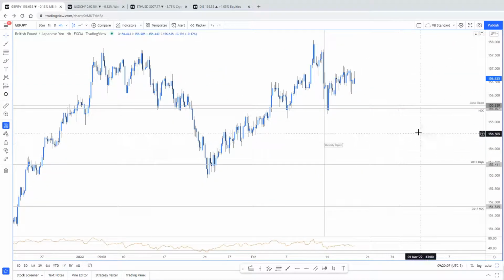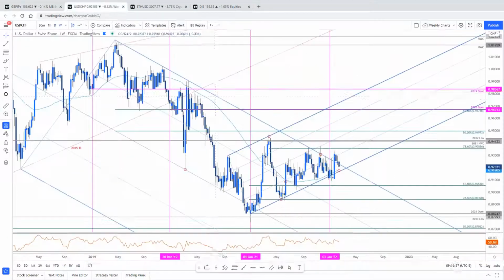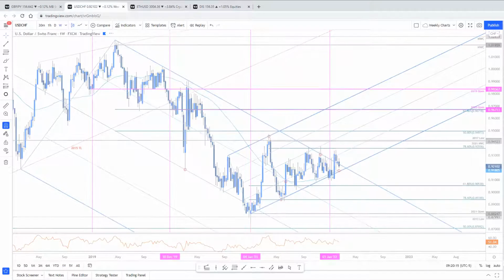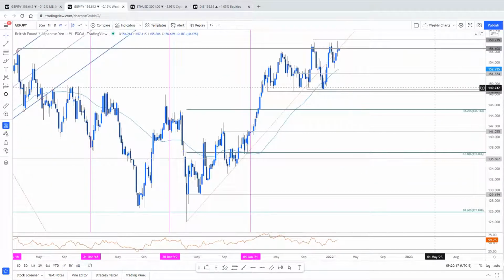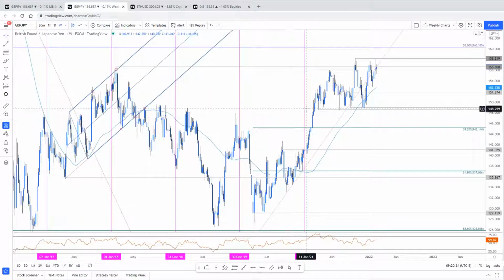Pound yen. Oof. Neutral. Yeah, neutral. Look at this trade. I mean, the only thing you can say with confidence is that you're testing the upper bounds of the range. But other than that, that's just not my cup of tea.